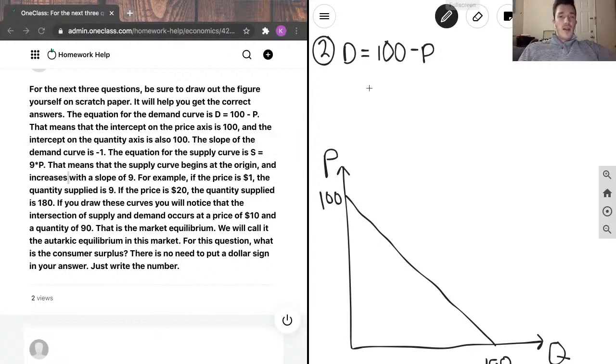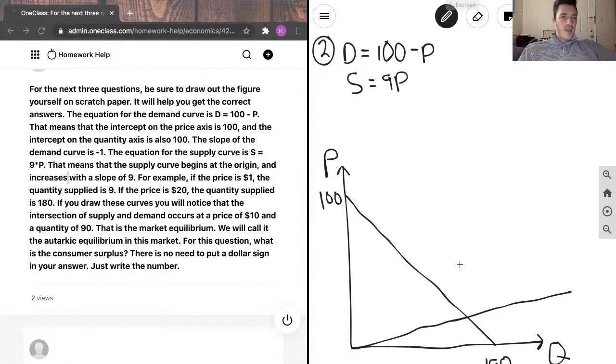The equation for the supply curve is S equals 9P. So that's going to start at the origin and slope up like that. It means that the supply curve begins at the origin and increases with a slope of 9. For example, if the price is $1, the quantity supplied is 9. If the price is $20, the quantity supplied is 180.